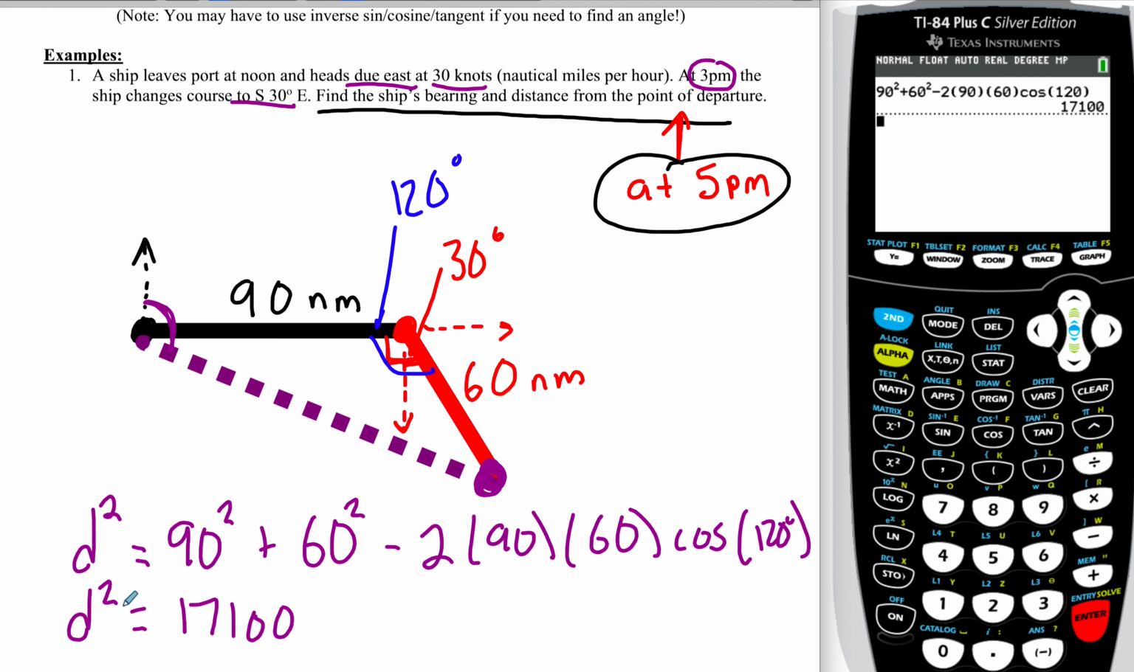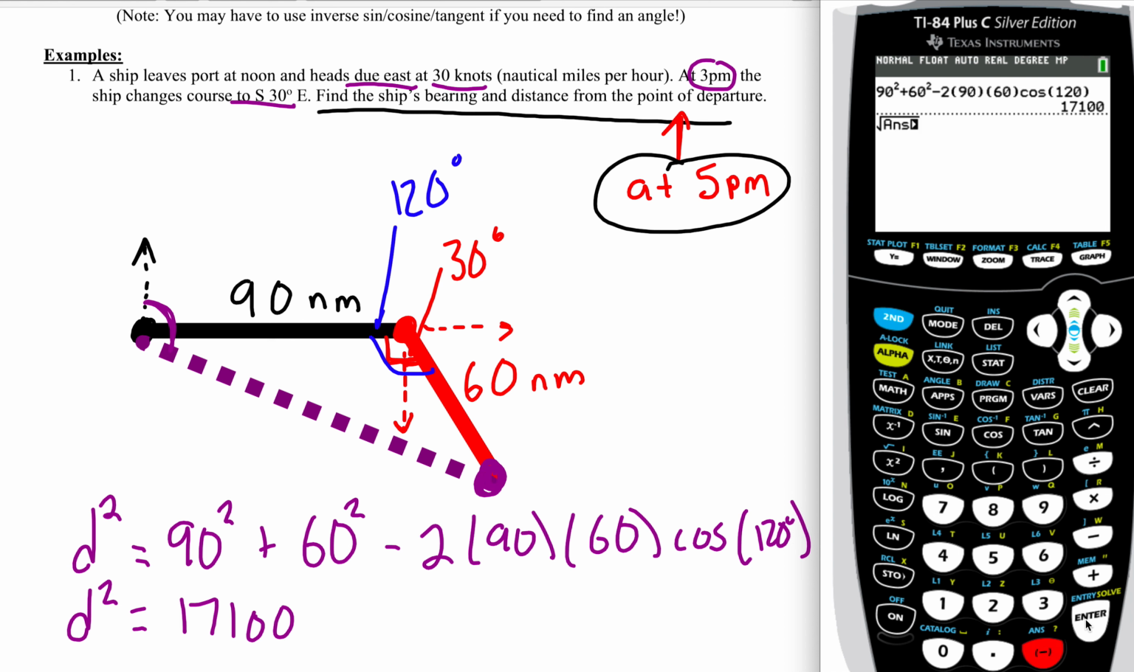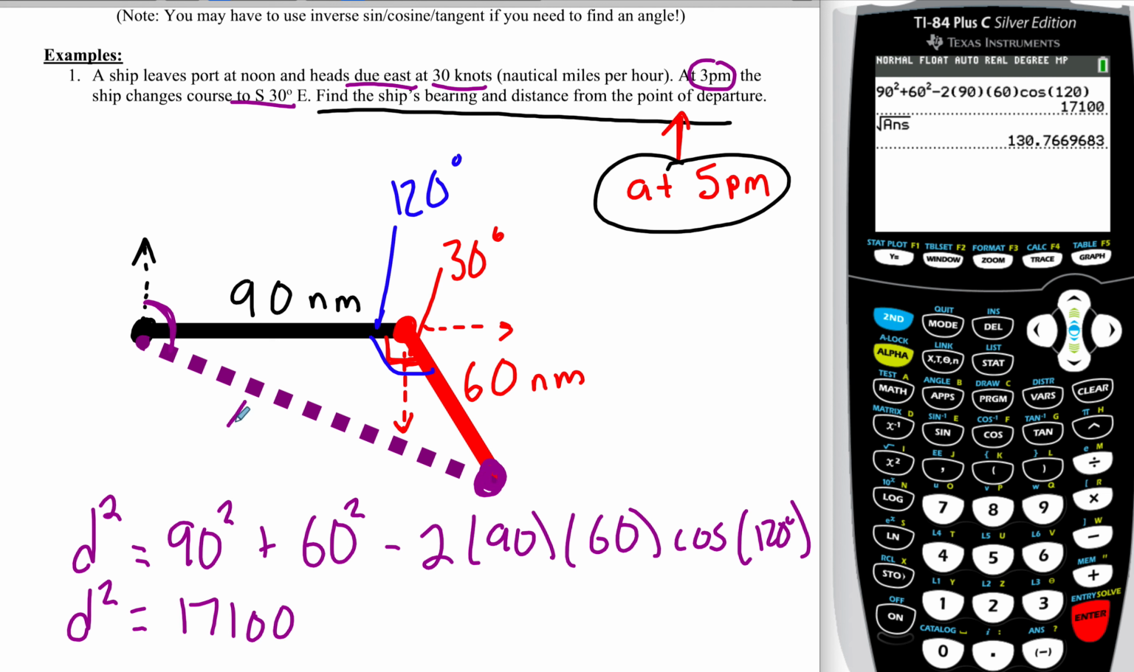Now, to find the actual distance, I'm going to take the square root of that, and I'm going to get 130.8. I'll report it as 130.8, but for future calculations, I'm going to use 130.767. I'll round it to 3 decimal places. So that's the distance, and remember, that is in nautical miles.